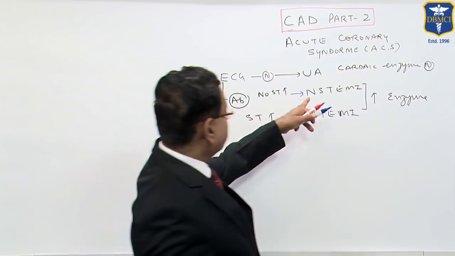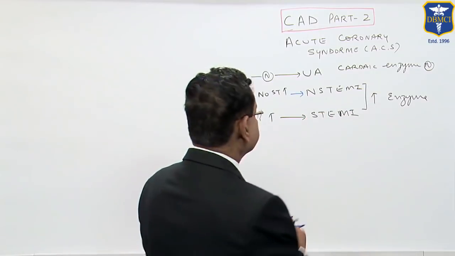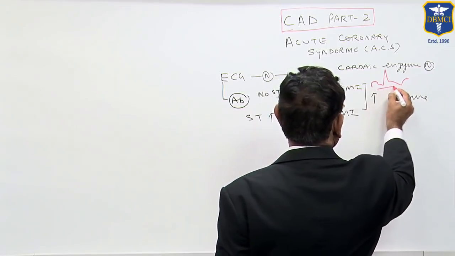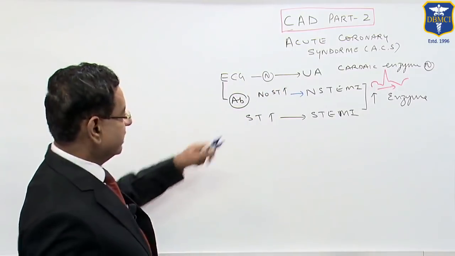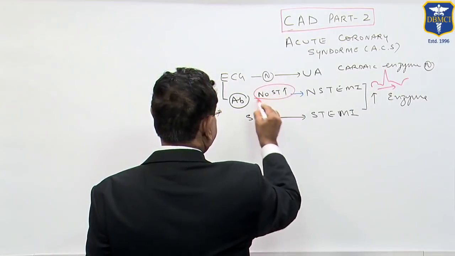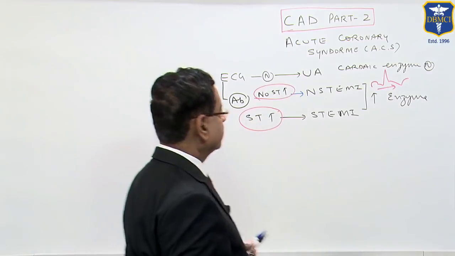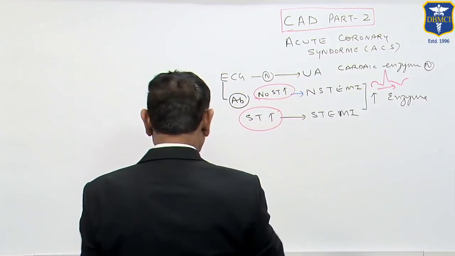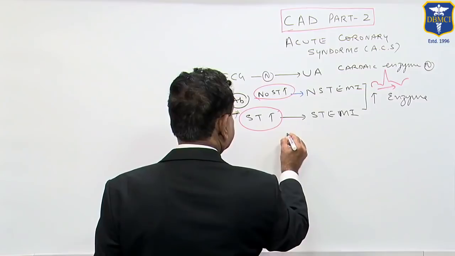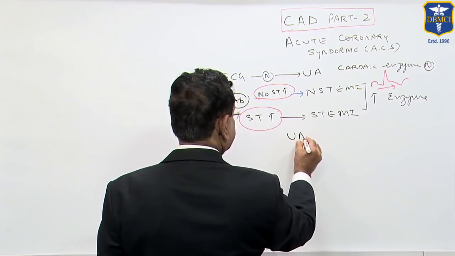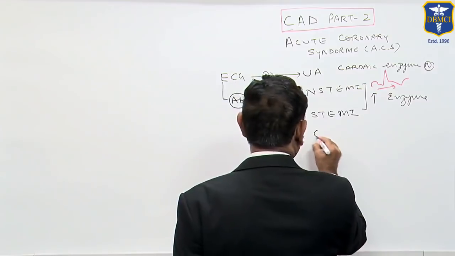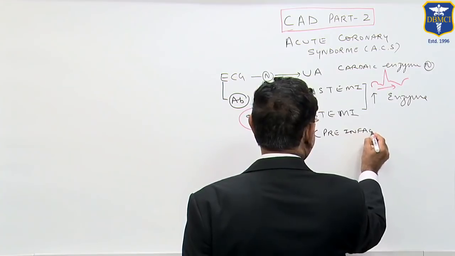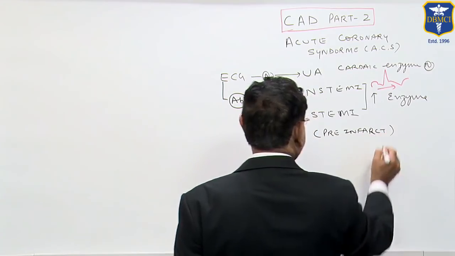And what is the abnormality in the ECG we get here? We get symmetrical T wave inversion, but remember there is no ST elevation. Here ST elevation we get, right? So we take one by one. First of all we talk about unstable angina. Unstable angina is also known as pre-infarct angina.